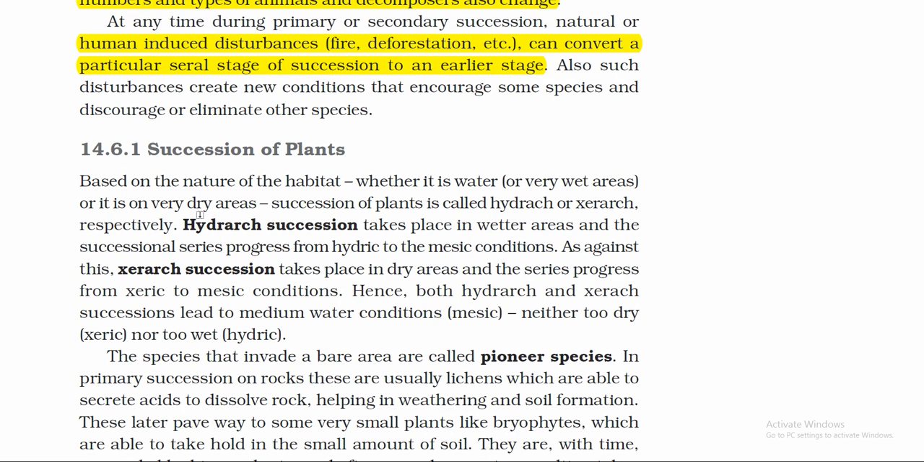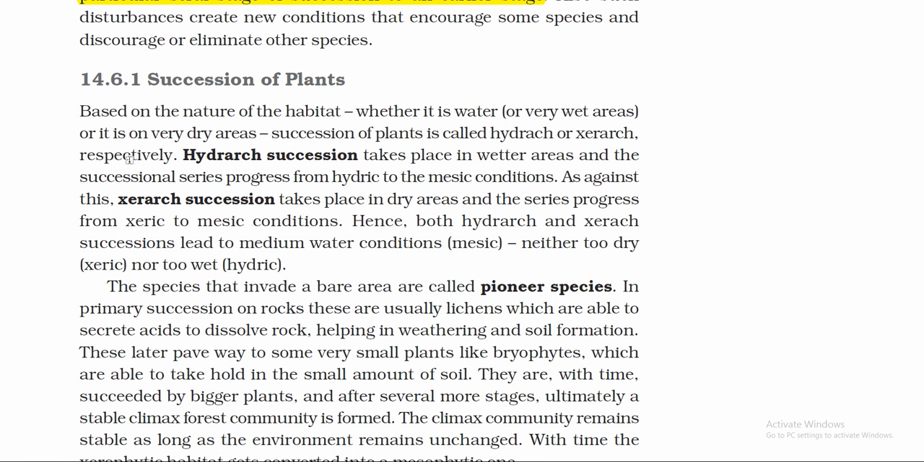Now comes 14.6.1 Succession of plants. This is a very important topic. Based on the nature of the habitat, whether it is water or very dry area, succession of plants is called hydrarch or xerarch, respectively. Hydrarch succession takes place in wetter areas, and the successional series progresses from hydric to mesic conditions, as against this xerarch. Xerarch succession takes place in dry areas, and the series progresses from xeric to mesic conditions. All of them move into the mesic condition, that is medium water. Hence, both hydric and xeric successions lead to medium water condition, mesic, neither too dry nor too wet.